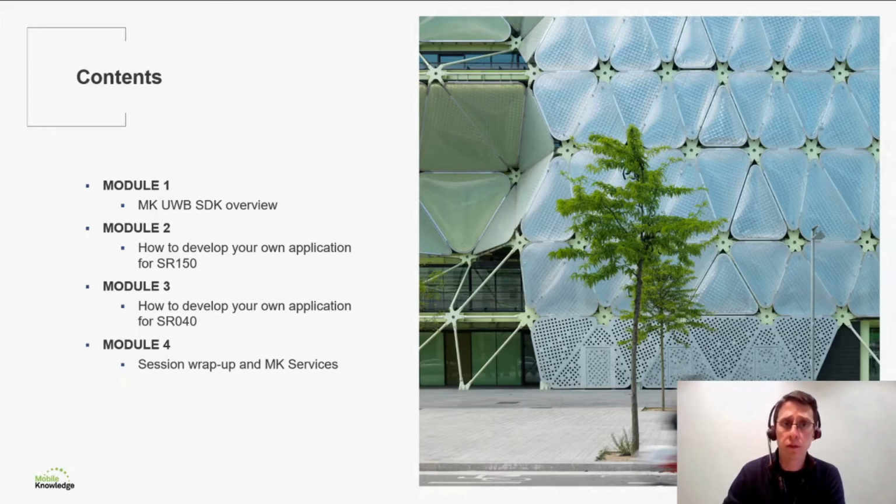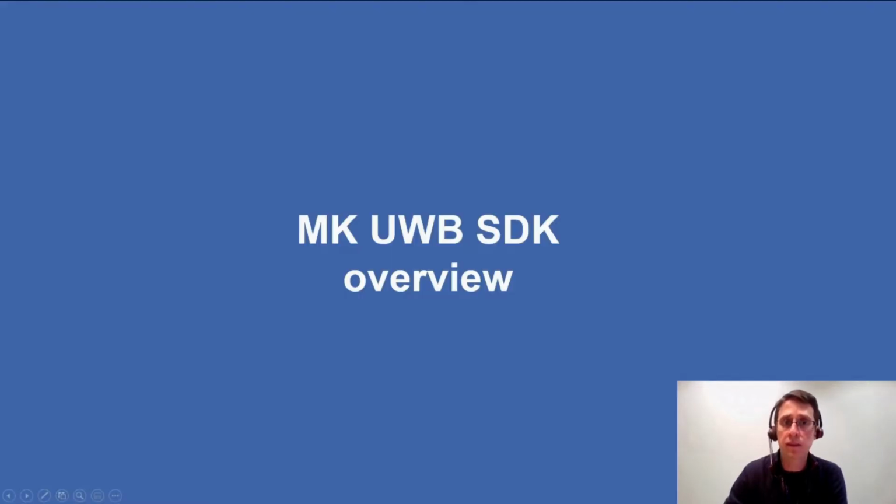Still in the first module, we'll give an overview of the MK UWB library, what it does, and which APIs and methods it provides. After that, in the second module, we'll take a step-by-step look at how to implement a simple use case for SR150 using the UWB Shield tool provided with the kit. Finally, in the third module, we will complete the use case by implementing the SR040 counterpart using the SR040 tag in the kit. So let's get started with an overview of the MK UWB SDK.